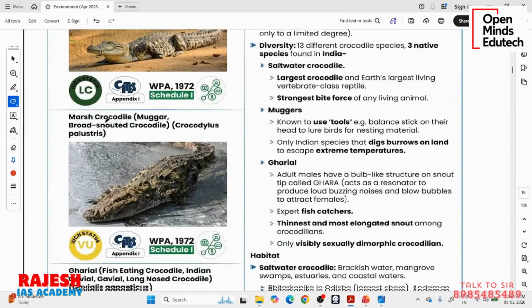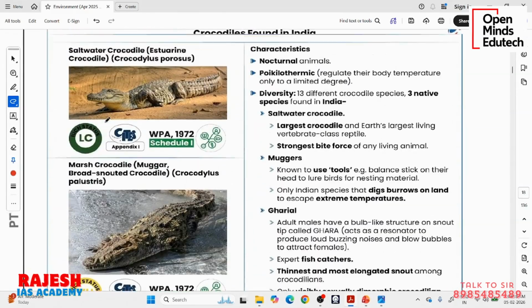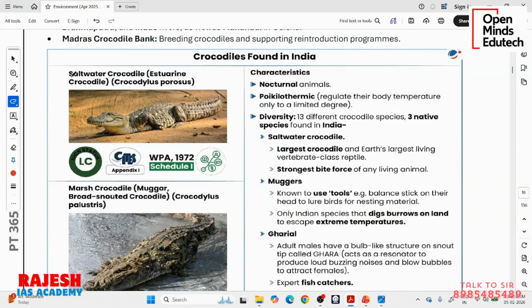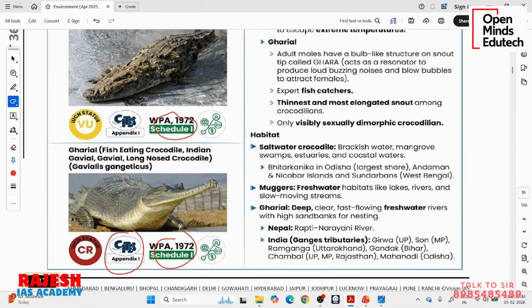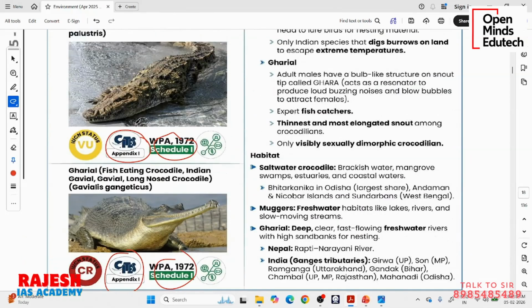You can see here there are 3 types of crocodiles that can be found in India. We saw this in the previous class also. One is the saltwater crocodile. There are many species across the world, but in India you will see 3 types of crocodiles. One is the saltwater or estuarine crocodile. All 3 are in Schedule 1 of the Wildlife Protection Act, and all 3 are in CITES Appendix 1.